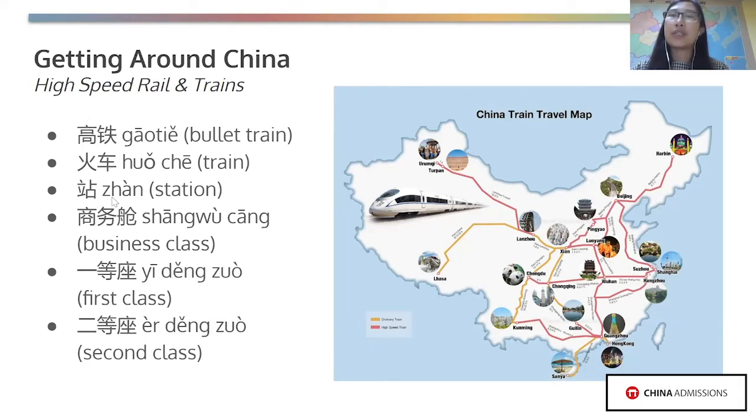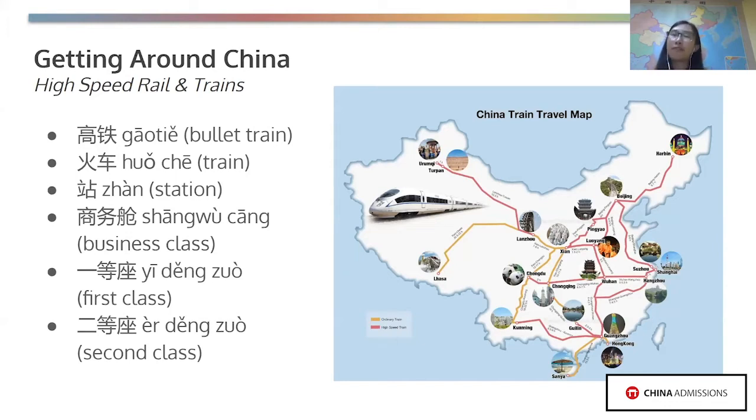火车站, train station. No matter the bullet train or the normal train, all of them are called 火车站. For the bullet train, there are three different types of tickets. So business class, first class, and second class. Business class is the most expensive ticket. I think the price is just the same as the airplane ticket, or maybe even more expensive.